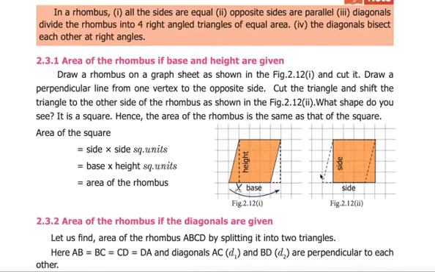How many squares does it occupy? 1, 2, 3, 4 on the horizontal side. 1, 2, 3, 4 on the vertical side. What about the area then? Side into side is the area of the rhombus.